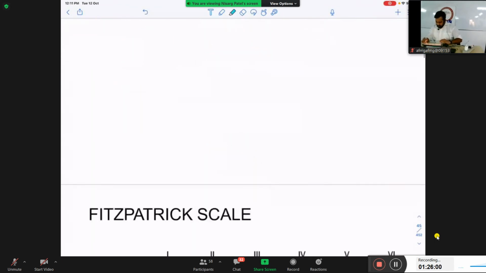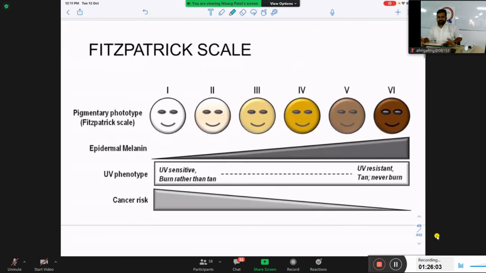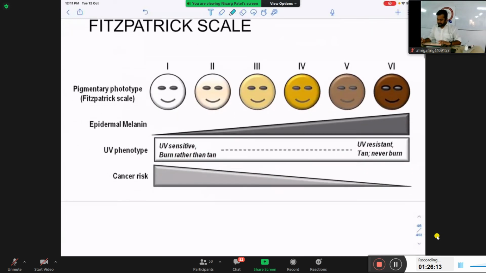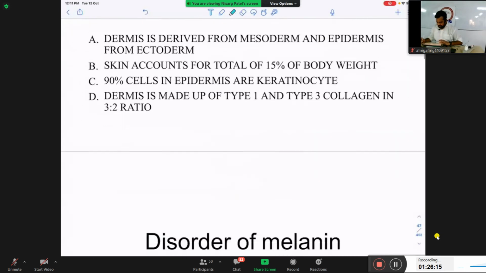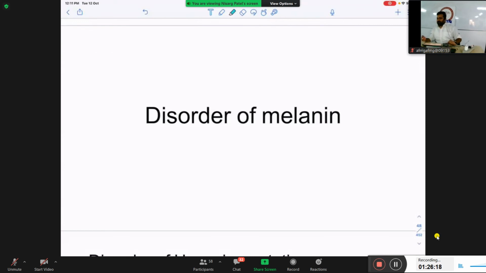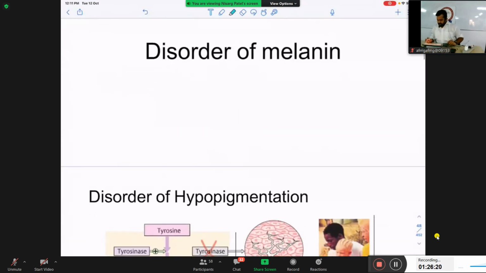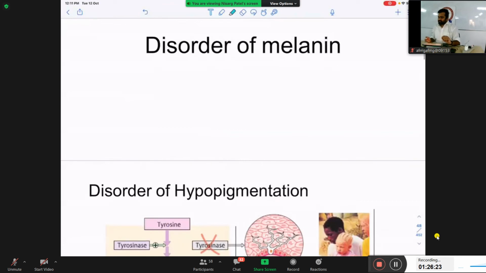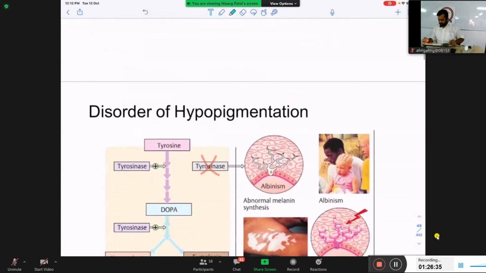Okay, so see this is the Fitzpatrick scale. As I told, we Indians have type 5 skin, and it is just that we have protection against skin cancer. Okay, we will discuss important disorders of the melanin. Disorders of the melanin. So what we will do? We will learn first of all hypopigmentation disorders and then hyperpigmentation disorders. So disorders of hypopigmentation.